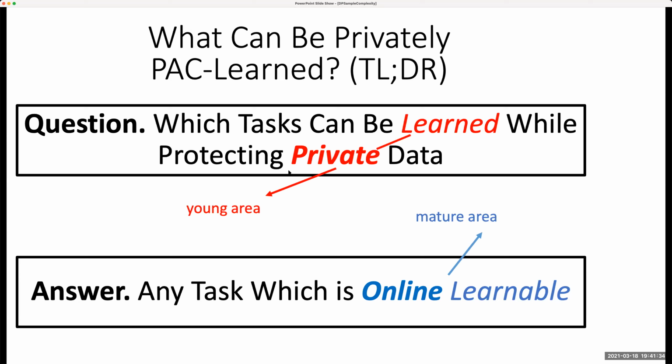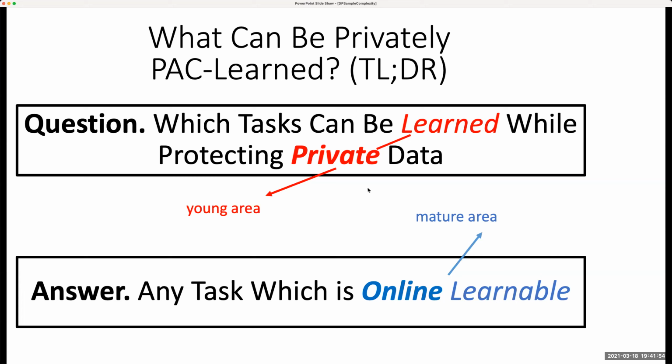And the nice thing about it is that differentially private learning is a relatively young area, maybe 15 years old, while online learning is 50 or even 70 years old. So it may advance our understanding of differentially private PAC learning.